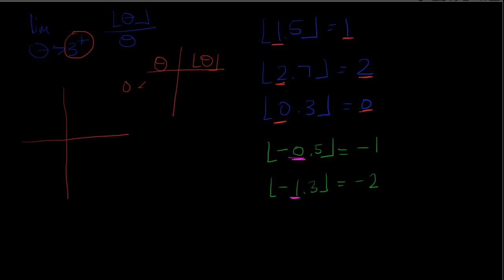When theta is between 0 and 1, not including 1, so it could be like 0.5, 0.3, 0.1, the floor of it is just going to be 0. If it's between 1 and 2, it's just going to be 1. Between 2 and 3, it's going to be 2. So it's always a smaller bound here. So it's a smaller integer, right? So we're looking at the lower bound there. So if it's between 3 and 4, you want the greatest integer that's smaller than or equal to theta. So in this interval, it's going to be 3.